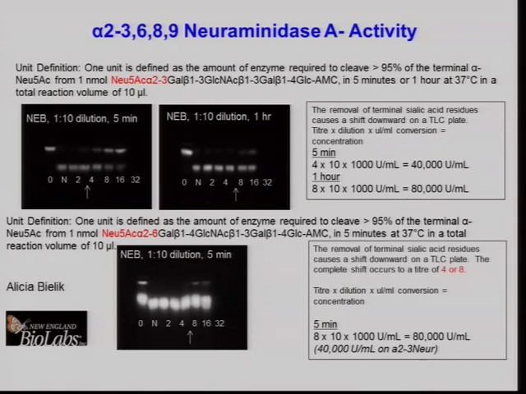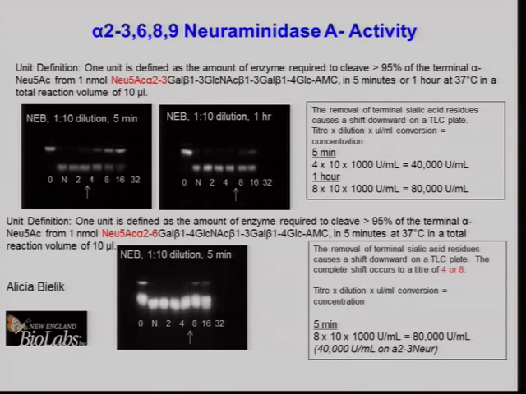So they give you the activity. Obviously, enzyme activity will depreciate over time. So again, you need to understand what is meant by a unit of activity. For NEB, it's the amount of enzyme that you need to cleave 95% of the terminal sialic acid from this structure in 5 minutes at 37 degrees. So when you buy your enzymes, they should have this information there.